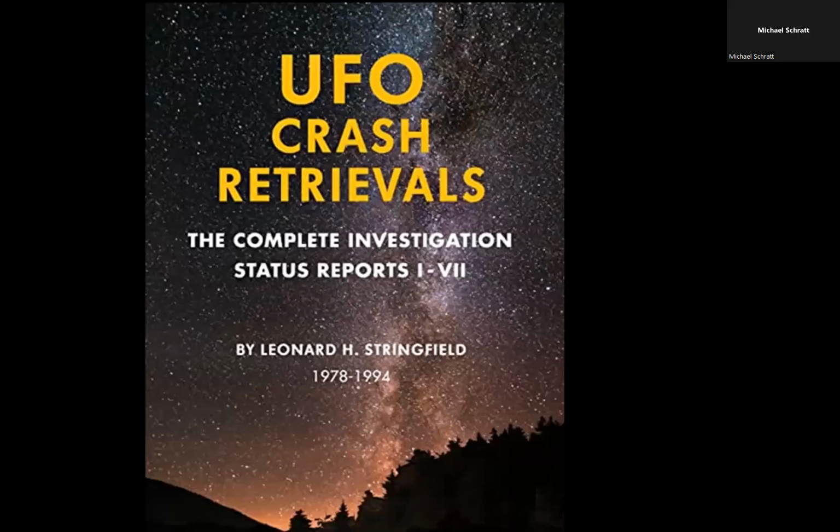Next one. If you want to really dive into these cases, you have to have this book in hand. You have to have this in your collection. It's UFO Crash Retrievals, The Complete Investigation Status Reports 1 through 7 by Leonard Stringfield, 1978 to 1994. As I mentioned earlier, this book is packed full of these crash retrieval cases, the dates, the locations, but again, the names are kept under wraps to protect the identities of the witnesses. And that's something we want to look at here.